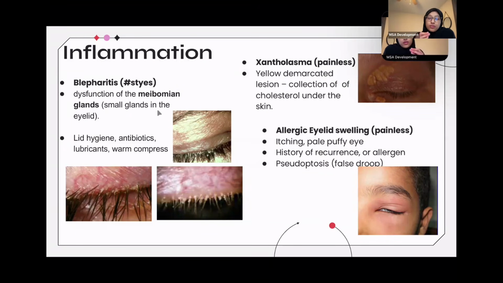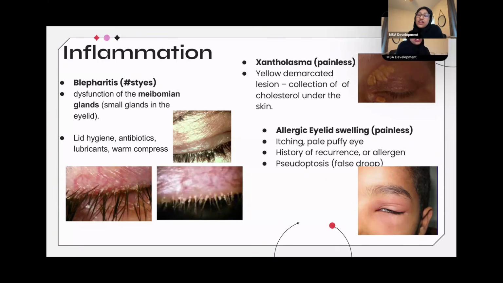Anyway, the main thing is that there's inflammation of the eyelid, which will cause crusting lesions like that, dryness, and a little bit of pain. The important thing is how you treat this: you clean the eye, lid hygiene with antibiotics, lubricants, and warm compresses. See, warm compresses again, because for inflammation, anything to do with bacterial infection, use a warm compress.